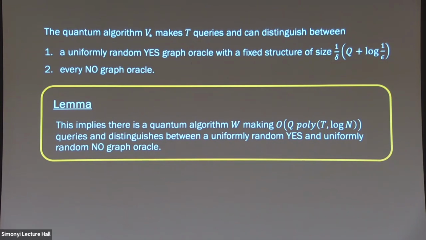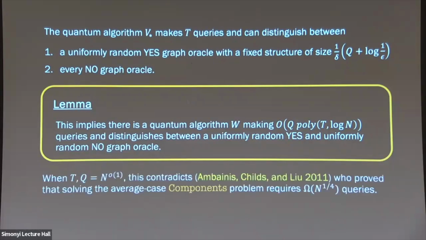And the point is that you can use this algorithm that distinguishes between graphs with these fixed structures and convert it into an algorithm that distinguishes the original components problem without any fixed structures. But there's a known lower bound, which says that you can't do this with a sub-exponential number of queries.